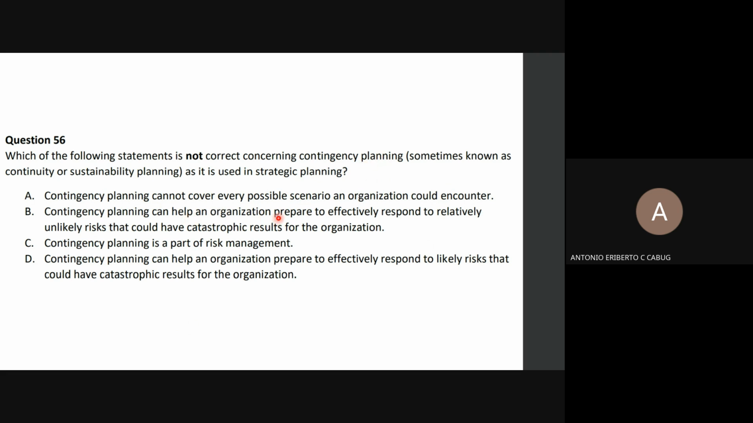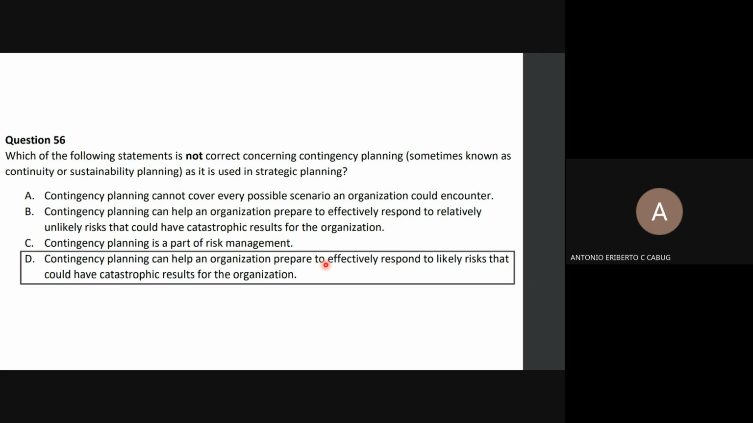It can help an organization prepare to effectively respond to relatively unlikely risks that could have catastrophic results for the organization. And yes, this is part of risk management. What is incorrect here is letter D. To prepare to effectively respond to likely risks, if the risk is likely, that is no longer a contingency plan. If it is about dealing with likely risk, it is no longer about contingency. When we say contingency, these are things that are not planned. Things that are unlikely to happen.